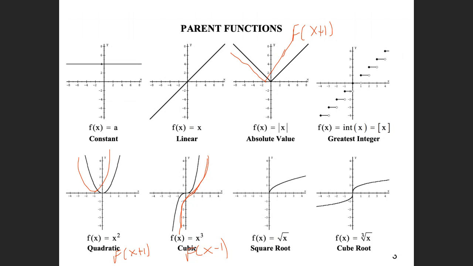As long as you know what the parent function is, everything that we do to a function is exactly the same. I don't care if it's an absolute value, quadratic, cubic, a square root, a cube root. It always does the exact same thing. It's either going to shift it up or down, or it's going to shift it left or right.